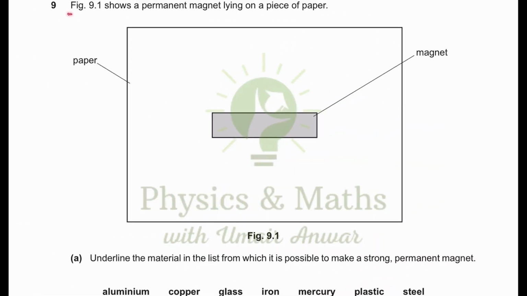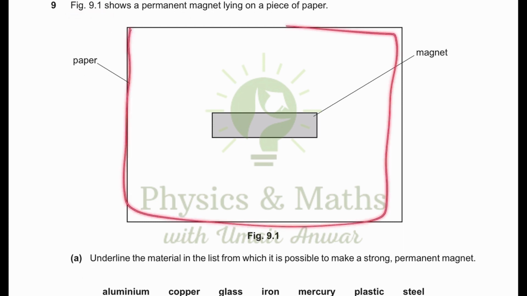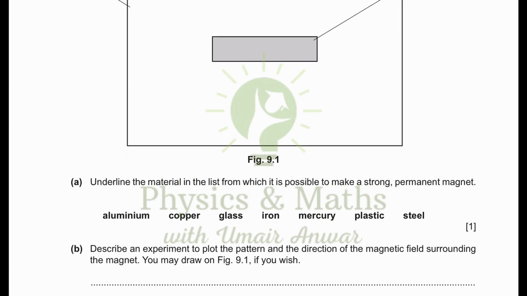Question number 9 says figure 9.1 shows a permanent magnet lying on a piece of paper. So this is the piece of paper and it is the permanent magnet lying on this paper. Underline the material in the list from which it is possible to make a strong permanent magnet. So a strong permanent magnet is made using steel.